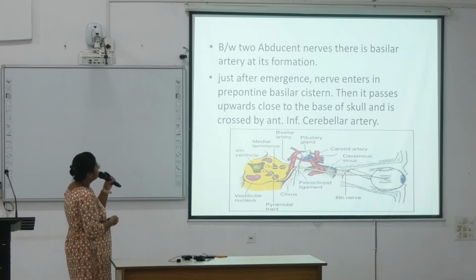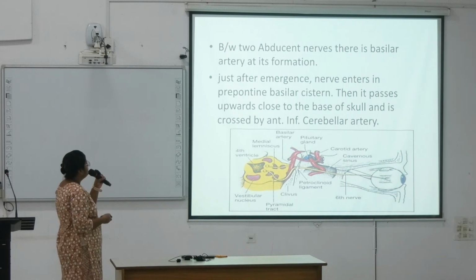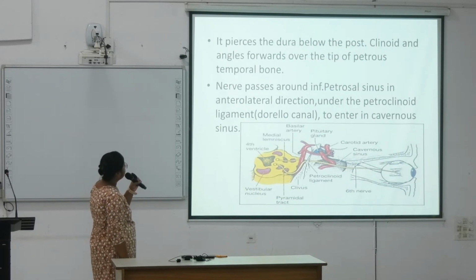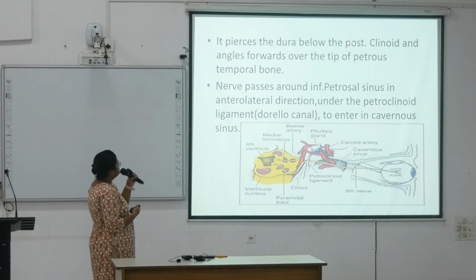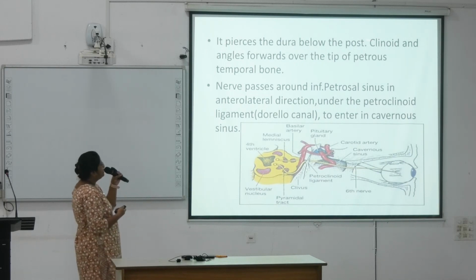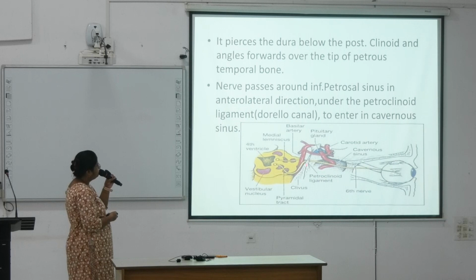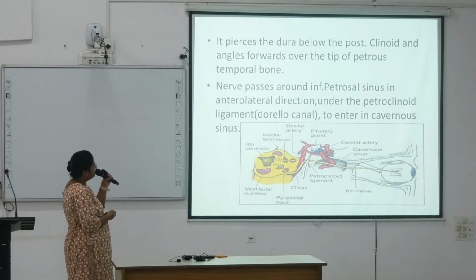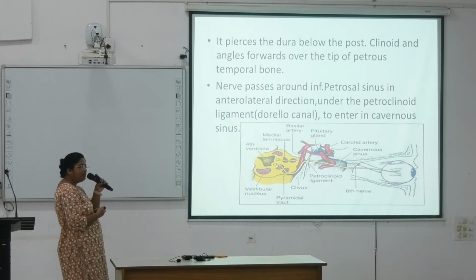Here, this is the course you can see. Next, it pierces the dura below the posterior clinoid. Here is the posterior clinoid. Here it is piercing the dura and angles forward over the tip of the petrous part of temporal bone.